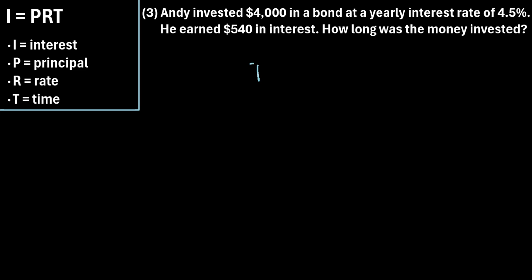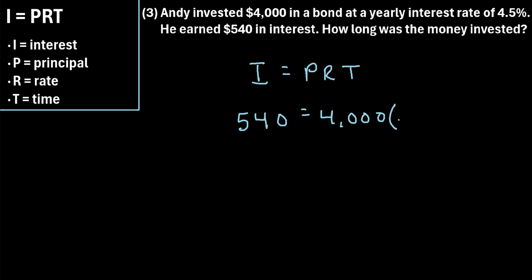So if we have our formula, I is equal to P times R times T. In this example, we're told the total interest. We're told he earned $540. So what we can write is 540 is equal to P, what was the principal amount, or the starting amount? Well, that's 4,000. So let's write that, 4,000, times R, the interest rate, which we're told is 4.5%. So as a decimal, that's 0.045. And then times T, the total time. Well, in this one, we don't know the total time. That's what we're trying to figure out.